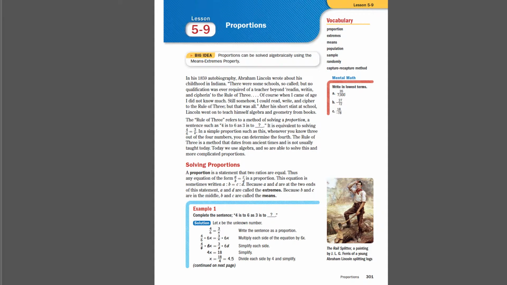Hey, congratulations on 5.8 and welcome to 5-9. We're continuing with our discussion of ratios of things, and we're now into proportions.